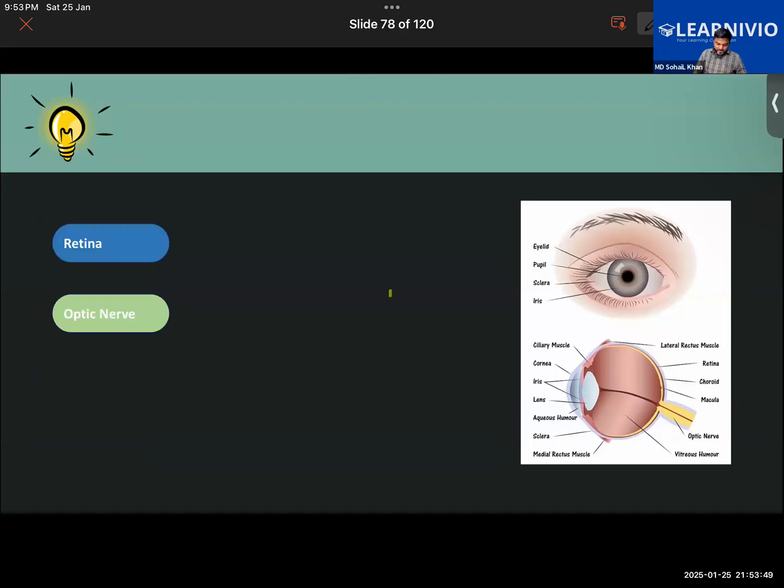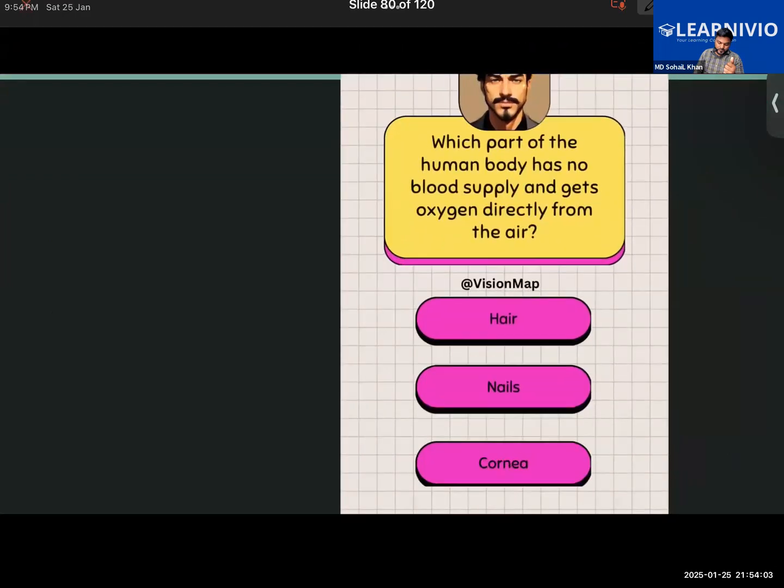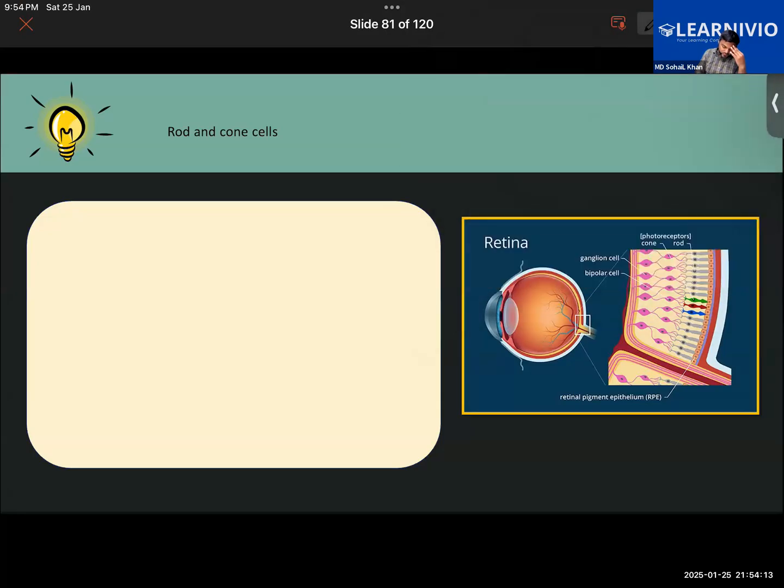After that, you have the retina. The retina has photoreceptor cells. What are those photoreceptor cells we are talking about? They are two types of cells, namely rod and cone. They are the photoreceptor cells. Photo here refers to light. Receptor means the receiver. So they receive the light.